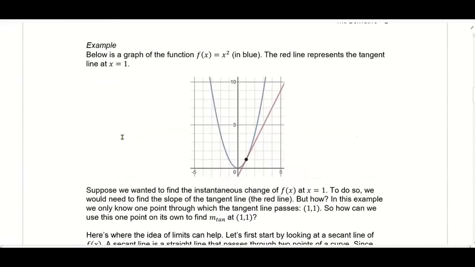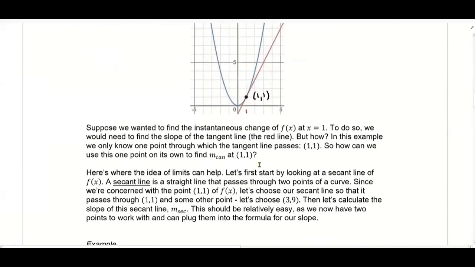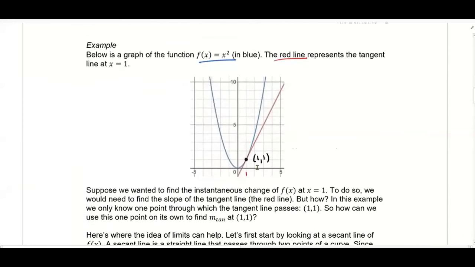So just as a visual of what the tangent line represents, here's a picture. We have a function in blue, that's just f of x is x squared, and this red line is representing the tangent line at x equals 1. So here's our x value of 1, and we can see that this tangent line just touches our curve right there at x equals 1, and more specifically at the point 1, 1 in this case. So maybe we wanted to find the instantaneous rate of change of this function at x equals 1. To do so, like we were just talking about, we would need to find the slope of this tangent line. But how would we do that?